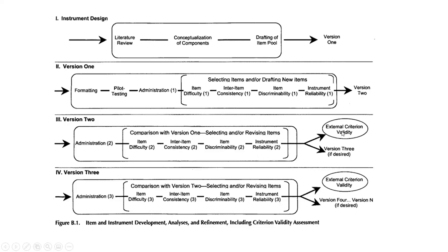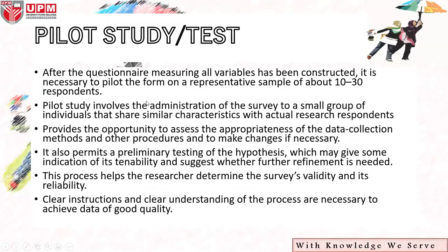Okay, and then we check for external criterion validity, and then we come up with version 3 if any changes done. Okay, and then kita repeat lagi benda yang sama until version 4. Kalau dah siap, then siap. Okay, ini dia punya proses. Proses dia dalam cycle to come up with the instrument. Okay, any questions so far?